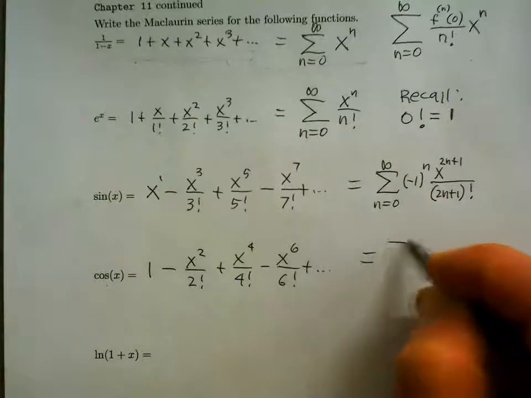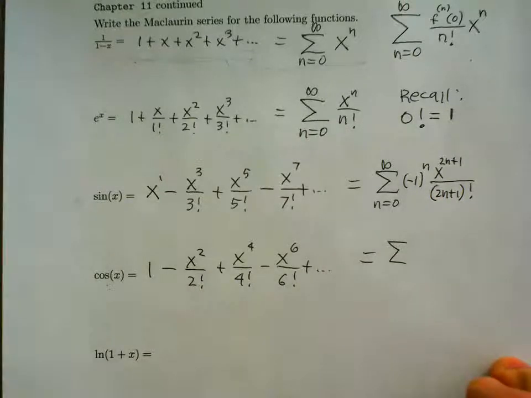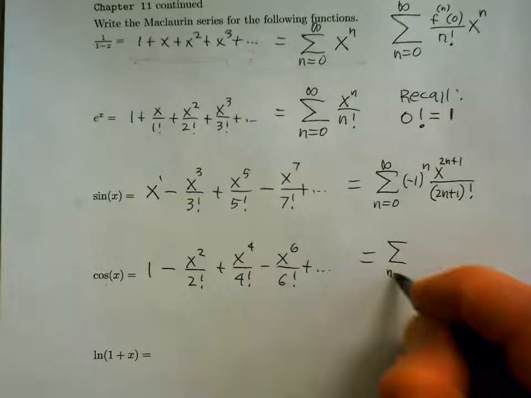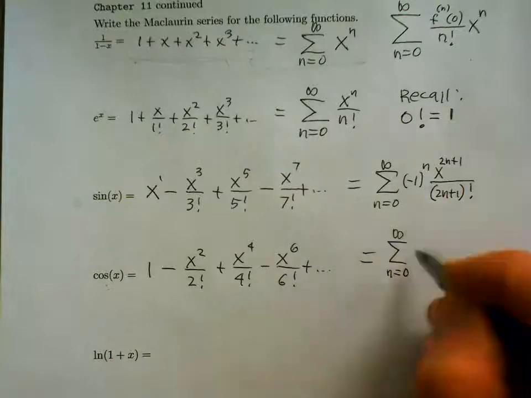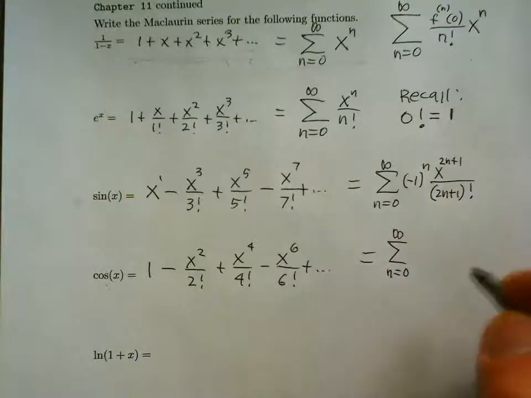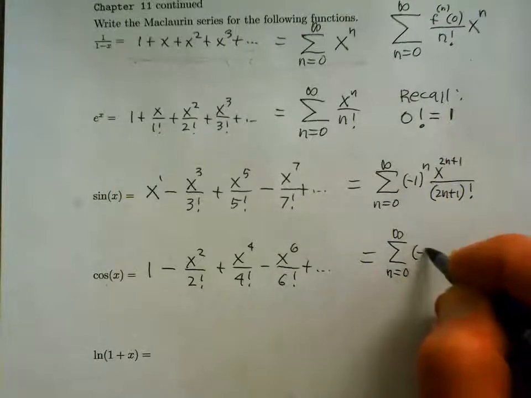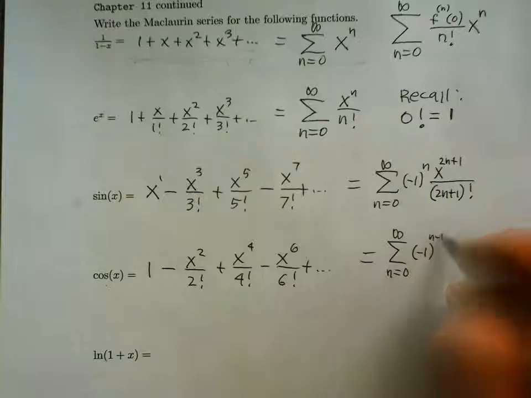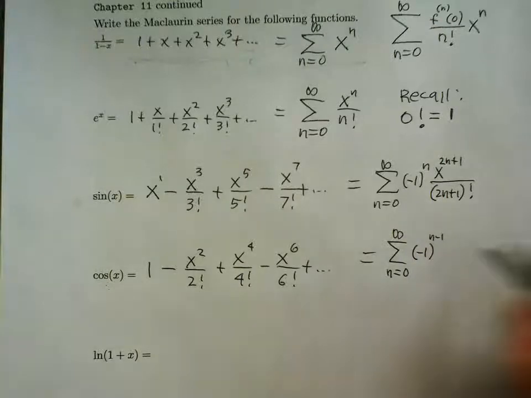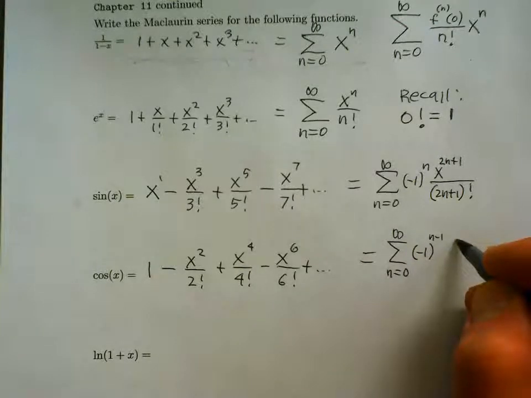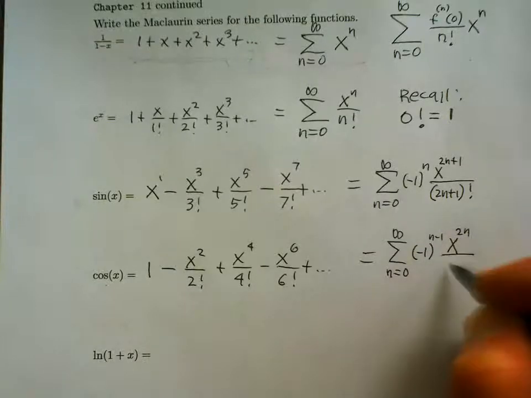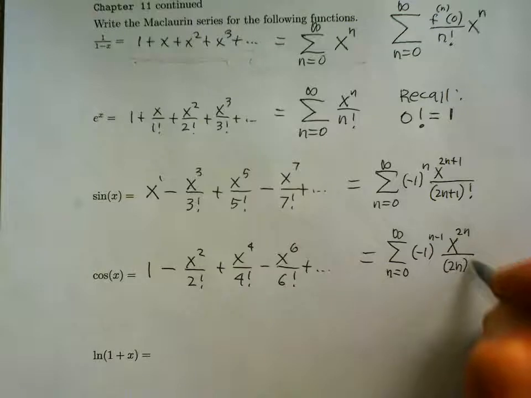So in sigma notation, it's alternating. So if we start at n equals 0, we need negative 1 to the n minus 1. And then the terms are x to the 2n divided by 2n factorial.